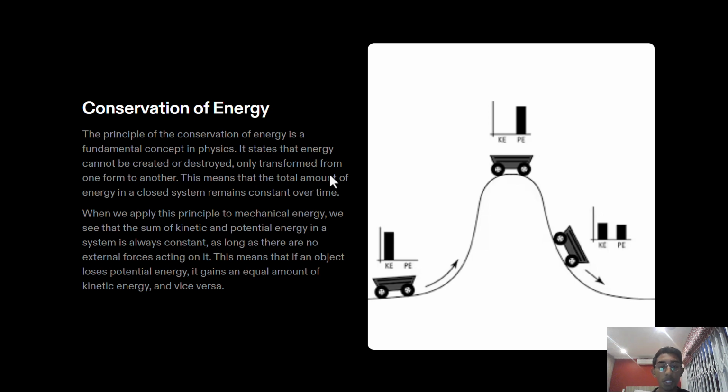When we apply this principle to mechanical energy, we see that the sum of kinetic and potential energy in a system is always constant as long as there are no external forces acting on it. This means that if an object loses potential energy, it gains an equal amount of kinetic energy and vice versa, which again is seen in the image on the right hand side.